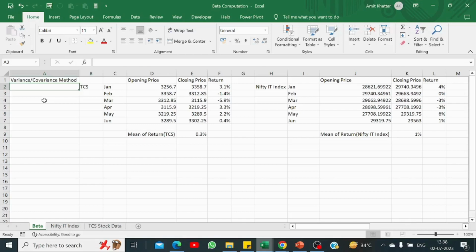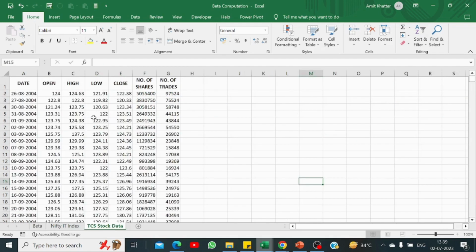Hi all. So today we are going to look at the variance covariance method in Excel, resulting in how we compute beta. In order to help us understand better in terms of computation, I've taken data of a particular stock named TCS, and opening price and closing price I've taken from January to June, and I have the TCS stock data.